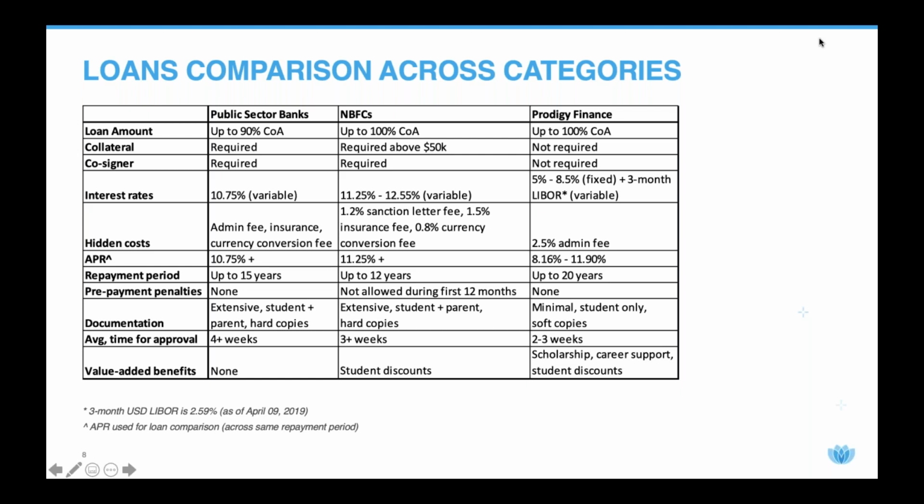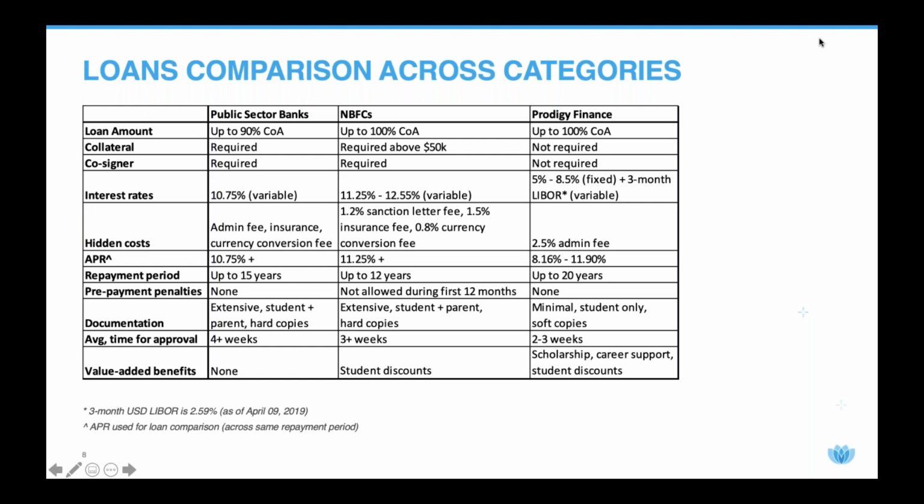APR. It's a pretty complex one. I do not want to take a lot of time, but I think it's a very important one because this is the holy grail, guys, right? It is basically a tool to compare loan offer A to B to C. So in this case, go with the lowest APR, right? I don't know what the APR for public sector banks and NBFCs is because I don't know what their hidden costs are. But for Prodigy Finance, it would be anywhere between 8.16 to 11.9%.